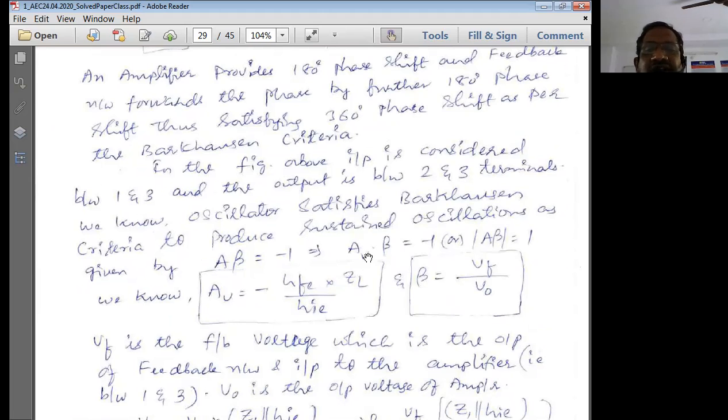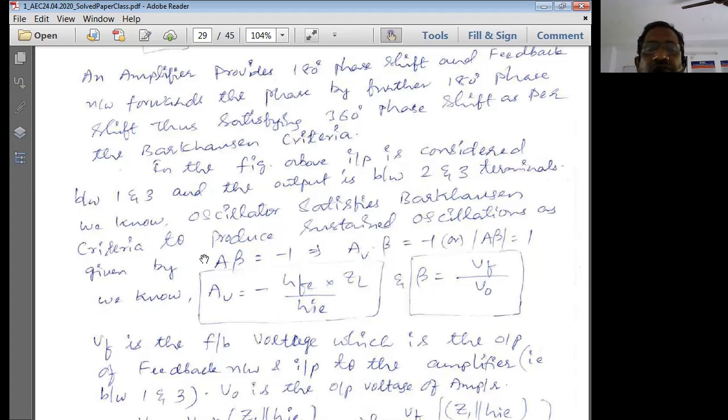We know an oscillator satisfies the Barkhausen criteria to produce sustained oscillations. Because of that, we'll use the condition A beta is equal to -1. See here, continuously I'm using the Barkhausen criteria only. I'm satisfying 360 degrees, total loop phase shift equal to 360 degrees. Then the product of the gain of the amplifier with the feedback network should be equal to 1. Mod A beta should be equal to 1. That is the condition.